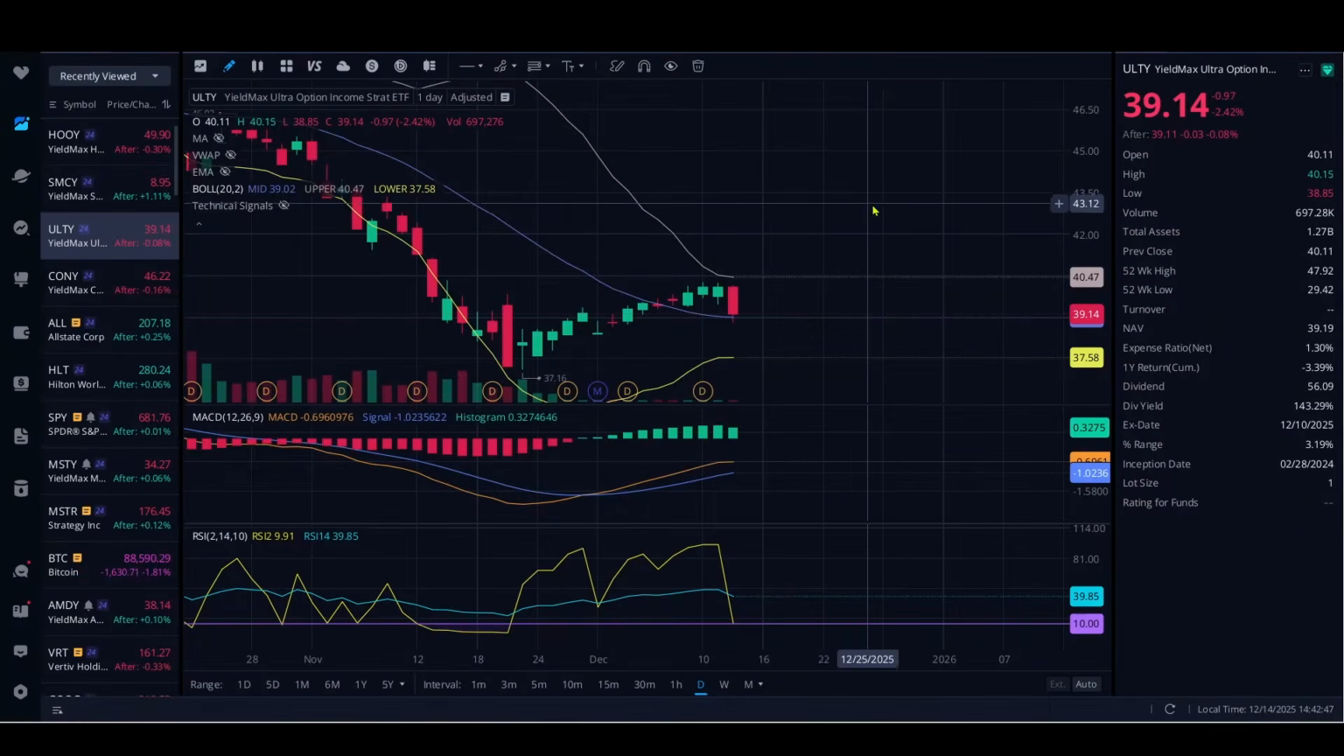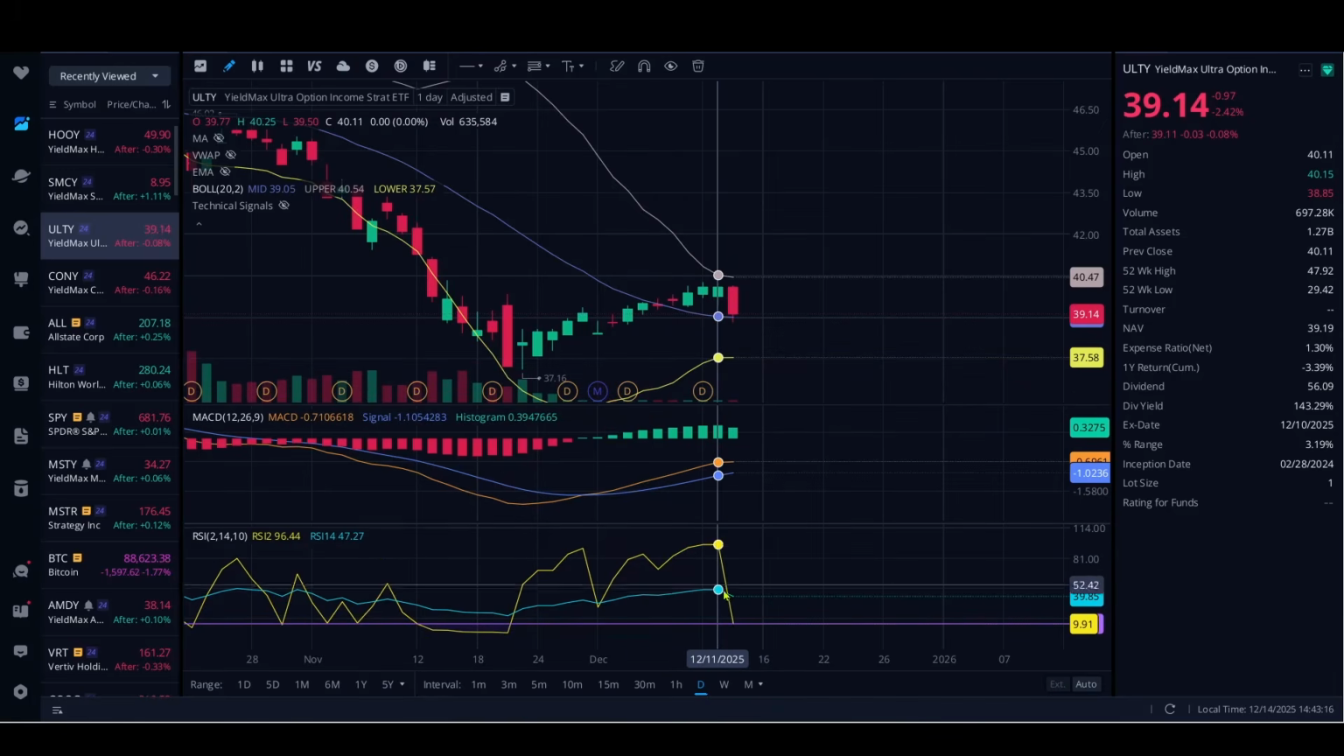And now for ULTY. Now ULTY is actually still on the top half of that Bollinger Band. So right there tells me it's not quite time to buy more ULTY yet. I need that candle to be on the bottom half of that Bollinger Band, preferably at the bottom of that Bollinger Band where that yellow line is. And I also would need that RSI2 to be under 10. It is currently under 10, but it's still on the top half of that Bollinger Band.